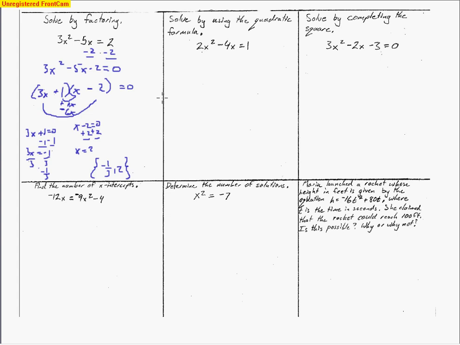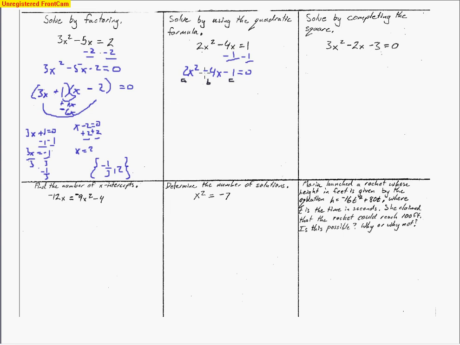So let's take a look at the next one. It says solve by using the quadratic formula. So quadratic formula and factoring, both those methods, you need to set them equal to 0. So now I got 2x squared minus 4x minus 1 all equals 0. And then I have to pull out my a, b, and c terms. So here's a, here's b, and here's c. So I'm going to plug them into that quadratic formula.